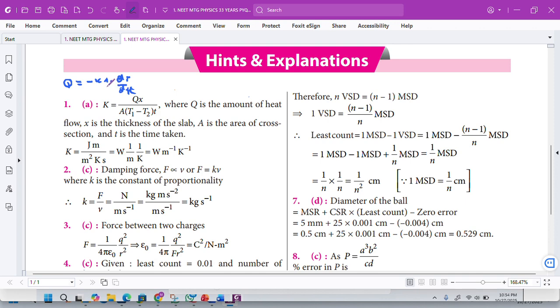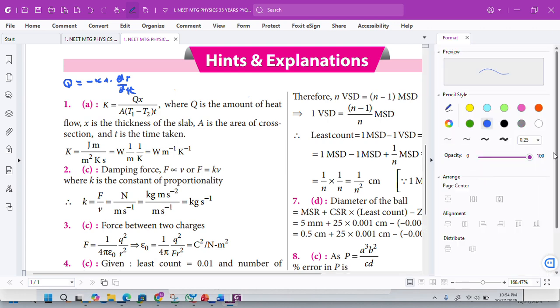Now I need to calculate the value of K here. So I will rearrange this equation. Therefore K is equal to Q into dx divided by A into dT, where dT is nothing but the change in temperature, which I can express in terms of Kelvin, right? That is dT.